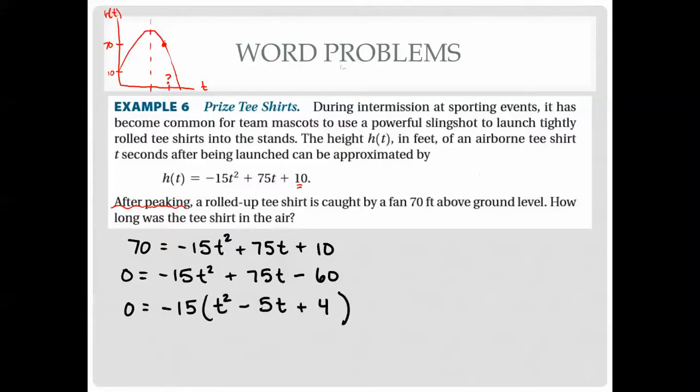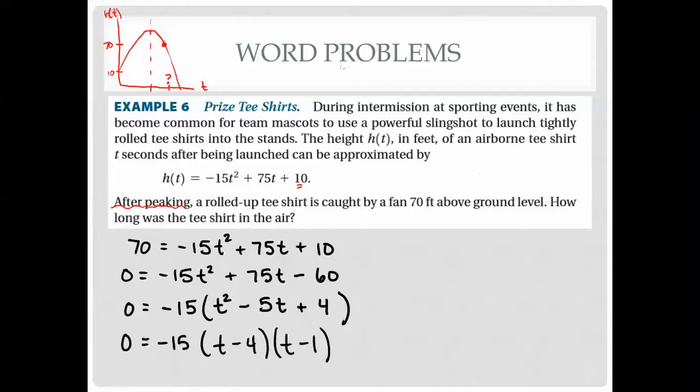The GCF on the right side is negative 15. The reason I'm going to factor out negative 15 is that I want that t squared value to be positive. That gives me negative 15 times the quantity of t squared minus 5t plus 4. So now I'm just factoring what's in parentheses. I need factors of 4 that add up to negative 5. If I think about that, the factors are negative 4 and negative 1.